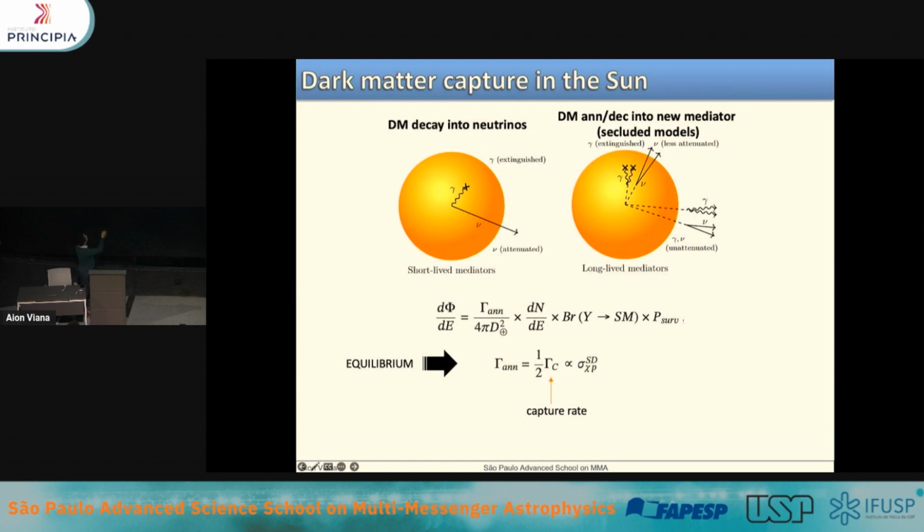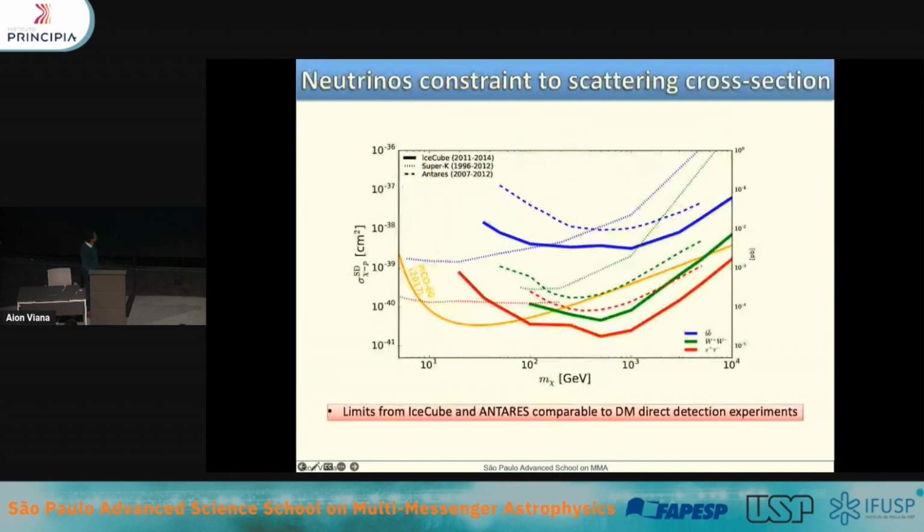But in the case of neutrinos, you have an equation that gives the amount of neutrinos that will annihilate and how many will escape the sun. This P survival is the escape probability. And this annihilation rate will actually be proportional to the capture rate. And the capture rate will be proportional to the scattering cross-section. And that's a parameter that we look at with direct detection when dark matter scatters. So it's not the annihilation cross-section anymore, it's the scattering cross-section.